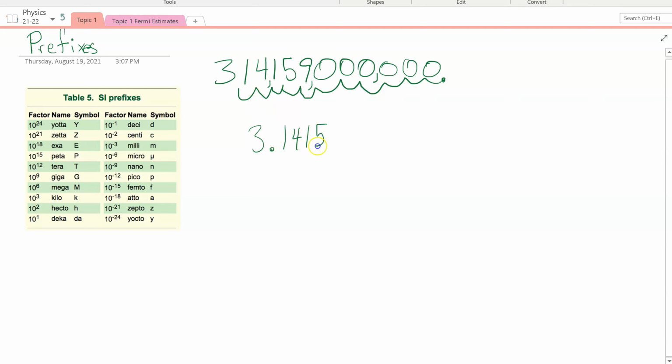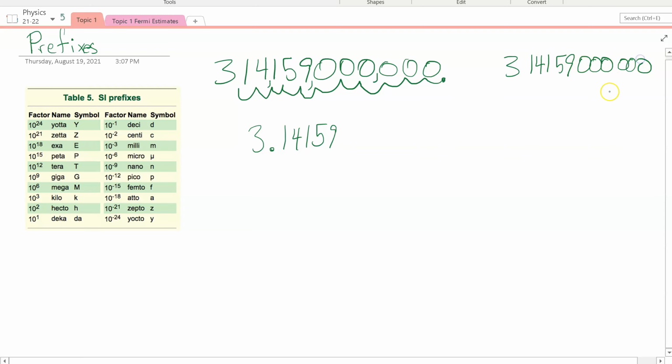1, 4, 1, 5, 9. What we really did when we moved the decimal was, the original number is 3, 1, 4, 1, 5, 9, 0, 0, 0, 0, 0, 0. We divided by 10 to some power. And the number of zeros that we divided by is really here: 1, 2, 3, 4, 5, 6, 7, 8, 9, 10, 11. We divided by 10 to the 11. That's how we moved the decimal. That's what you're really doing when you move the decimal.